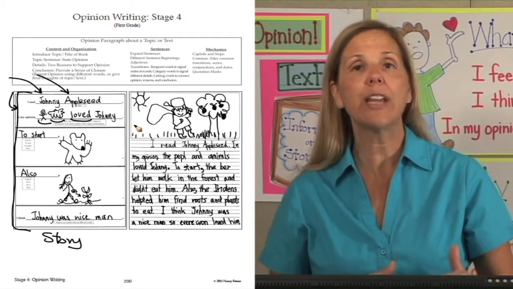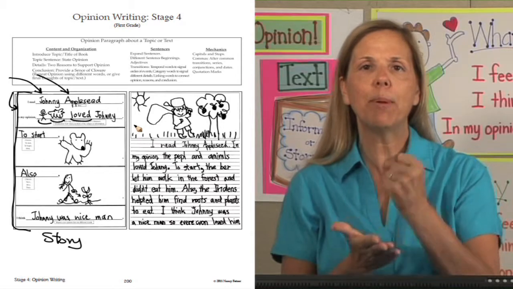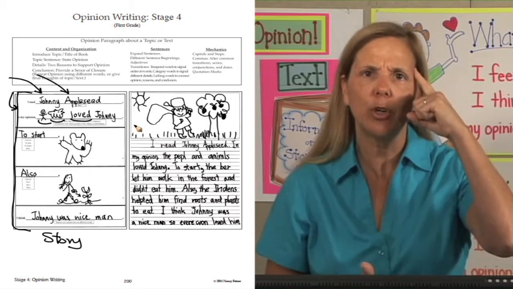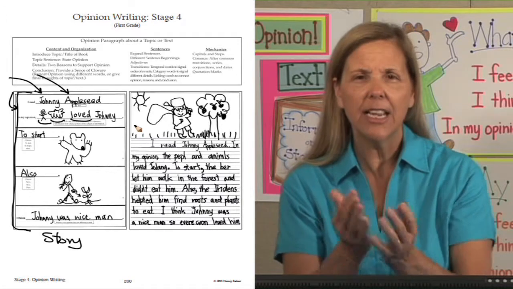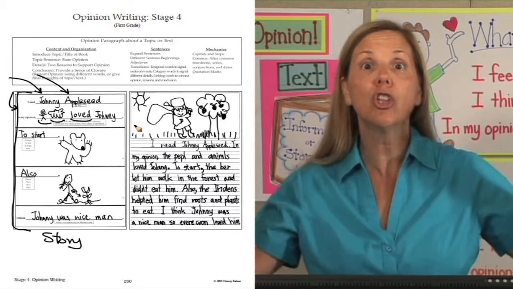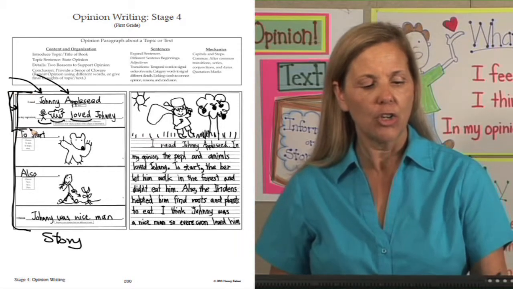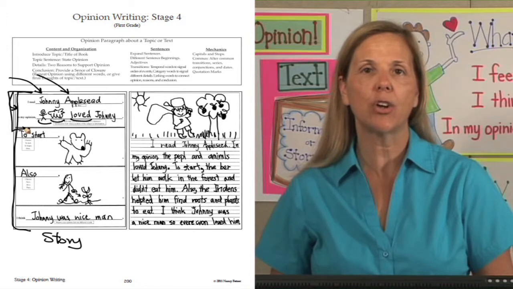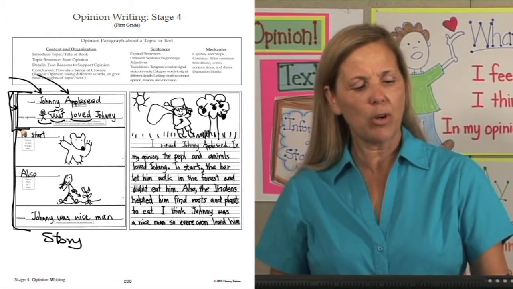Let's go back and read that beginning of our organizer. The be polite, tell the title, and give your opinion. So we have, I read Johnny Appleseed. In my opinion, the people and the animals love Johnny. So we had now our topic sentence, and of course we started off with our title because we have to be polite. Next, what do we need to do?